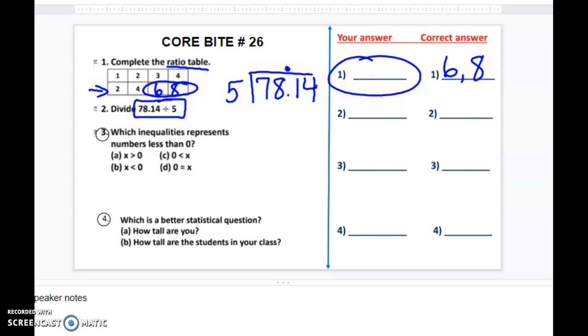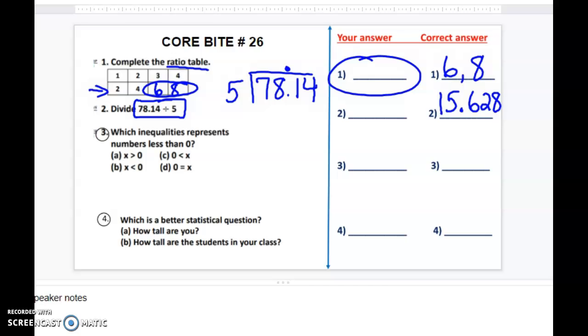Now that you have divided 78 and 1400ths divided by 5, the correct answer that you should have is 15.628, or 15 and 628 thousandths. Now, if you missed that one, I need you to turn over or find another space and redo this division with me so that you can find your mistake.